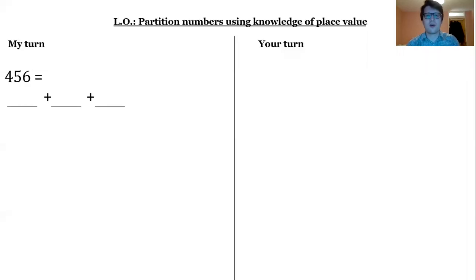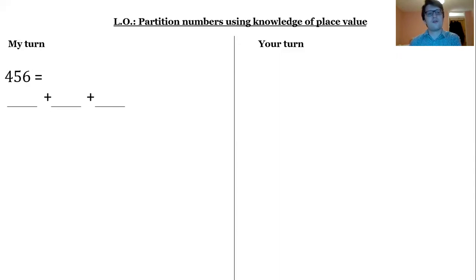Day 2. So today we're going to be thinking about our knowledge of place value by practicing some partitioning, which remember is when you split up a number, a whole number, into smaller parts. But crucially, the whole and the parts have the same total. They have the same total sum.